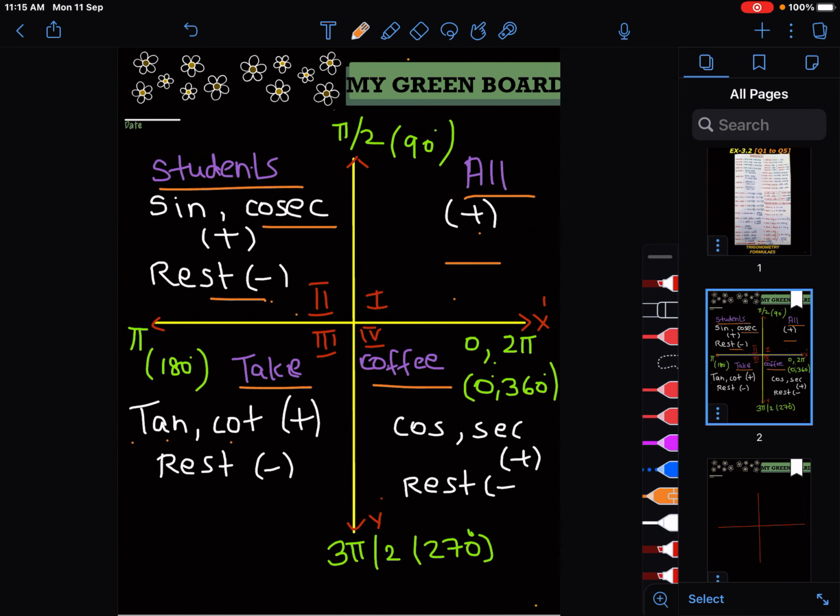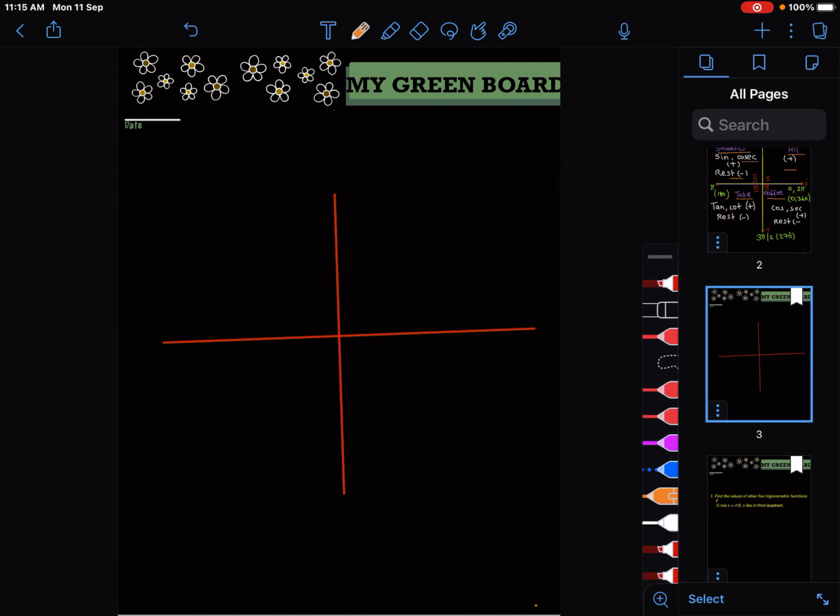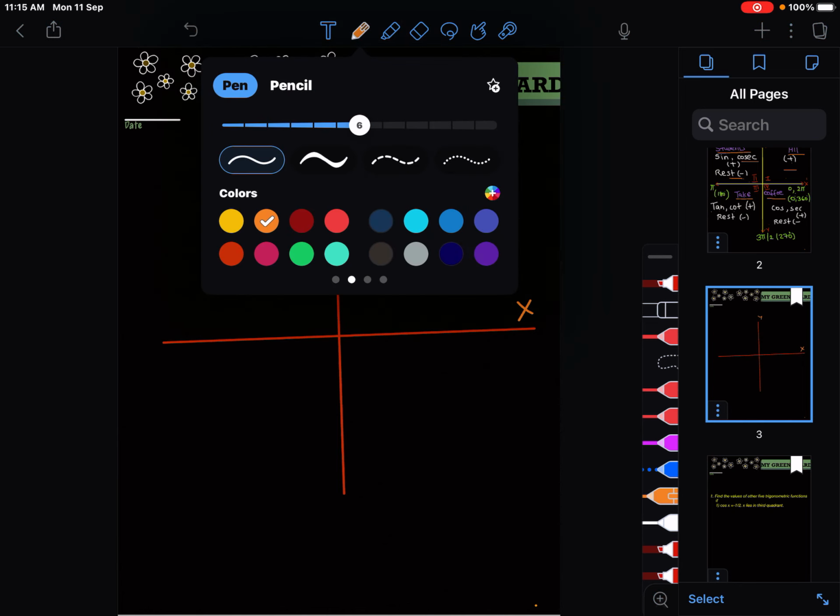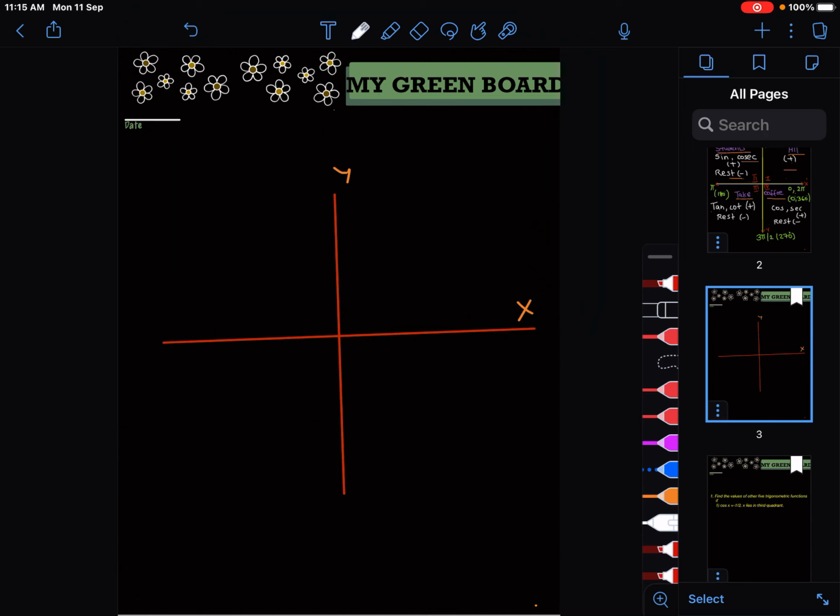Okay students, now I'll just go to the next page so as not to confuse yourself. This is the x-axis and this is the y-axis. Okay, so we know this. Now what we are going to do is, this x-axis starts from 0 and goes up to 2 pi.